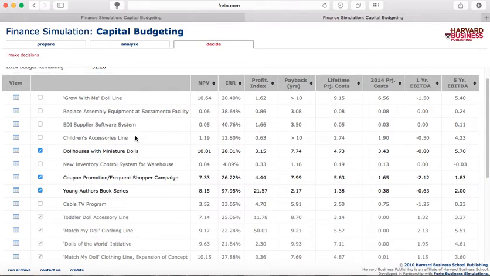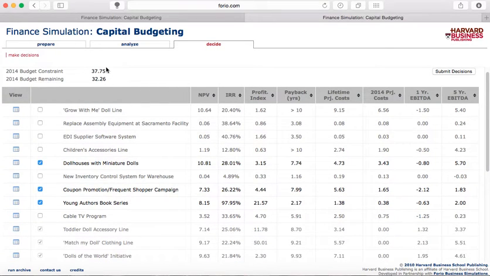And something else to consider, when we look at these numbers, we do now have two that have a payback of greater than 10 years. So when we look at these, we want to compare. And while we didn't choose this one before, we may choose to select this project now, now that we do still have the budget to do so.